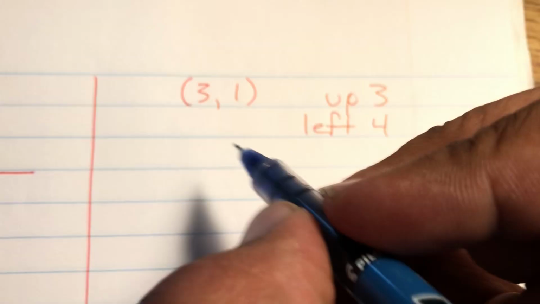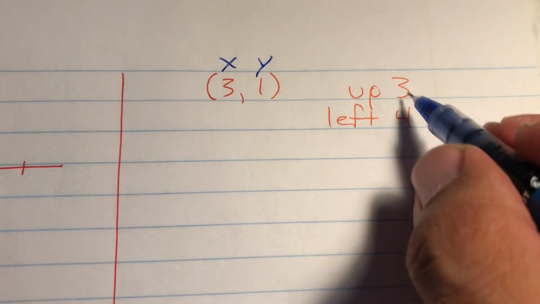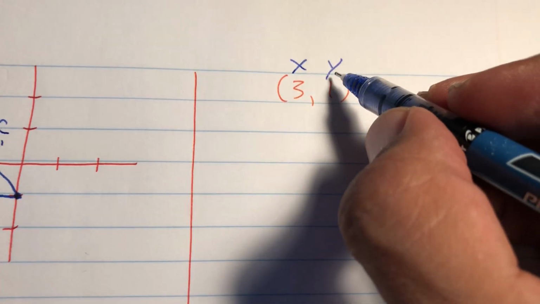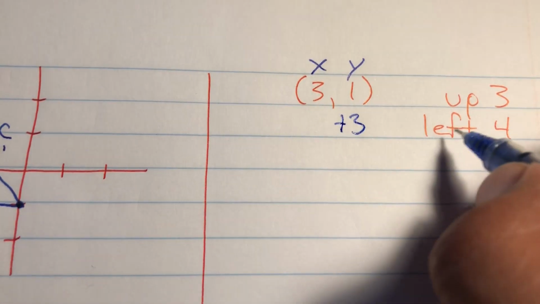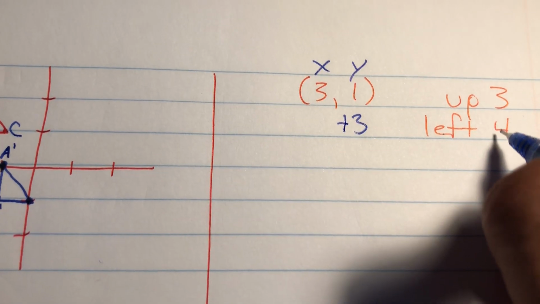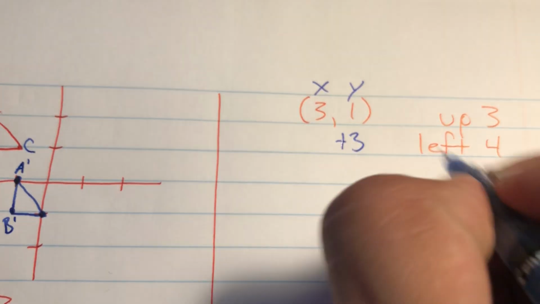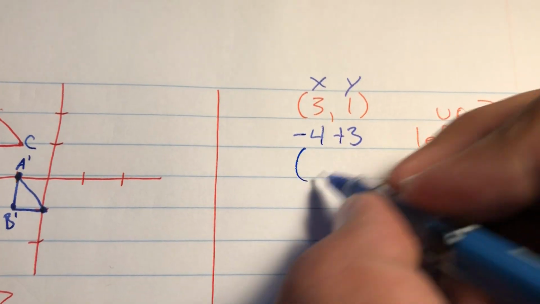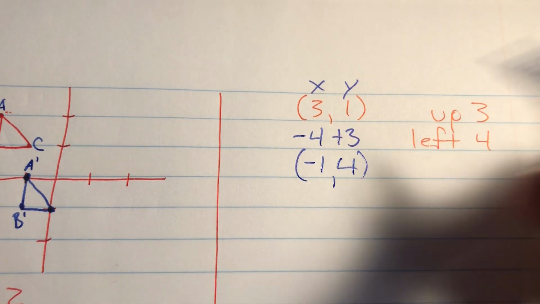Now, let's look here. You have to remember that this is x and that's y. So we're going up 3 and to the left 4. Now, up affects y. Now, is up a positive word? Yes. Things are looking up. Left 4 affects the x because the x controls left and right. And left is a negative word, so we're going to use minus 4 here. So the answer to this translation is going to be minus 1, 4.